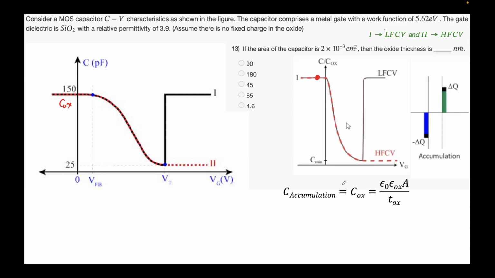So in accumulation, I can write C accumulation, which is this regime, equal to C oxide, and this is the expression that we are using. Everything is given to us. C oxide is 150 picofarads. Let's put those numbers: 150 picofarad equals epsilon naught, 8.85 times 10 to the power minus 14 farad per centimeter, times epsilon oxide, which is given, silicon dioxide, 3.9 permittivity. Area is also given, 2 times 10 to the power minus 3 cm square.